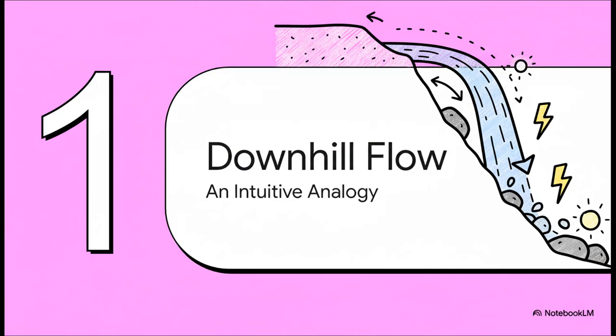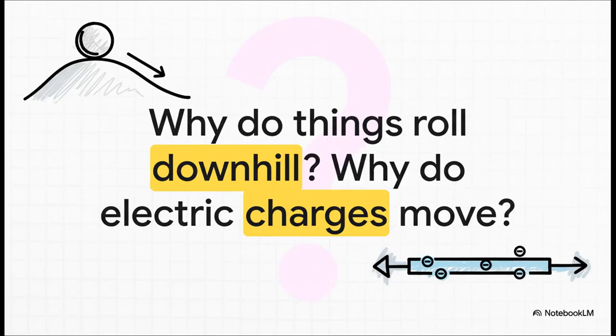All right, first up, let's try and take this abstract world of electricity and make it feel a little more, well, familiar, a little more intuitive. I mean, think about it. We all just know that a ball at the top of a hill is going to roll to the bottom. It's just obvious, right? But what about an electron in a wire? What's the electrical version of a hill? What's telling it which way to go? Well, it turns out the answers to both of those questions are way more similar than you might think.